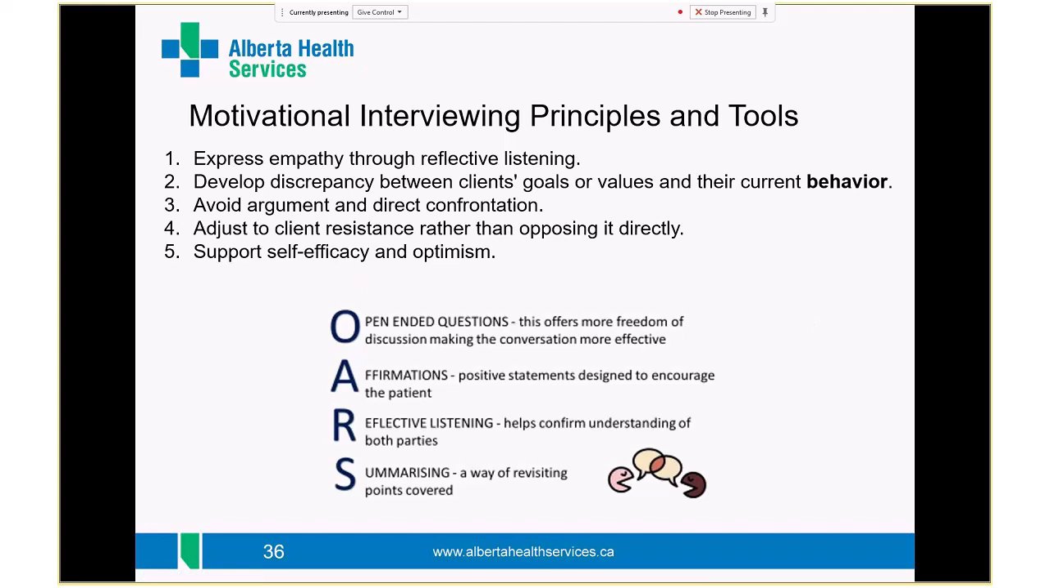Motivational interviewing is a set of skills that assists a clinician in evoking change. It's meant to diffuse feelings of distrust and defensiveness, and that is often caused by unsolicited lecturing and by shifting the power to the learner instead of from the lecturer. Some of the main principles in motivational interviewing are listed on the screen here. OARS stands for open-ended questions, affirmation, reflective listening, and summarizing.